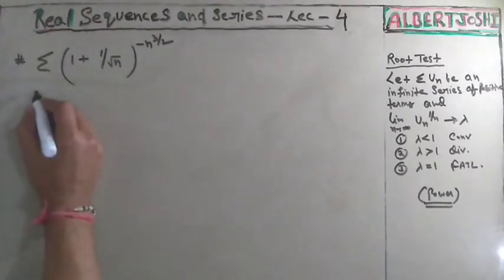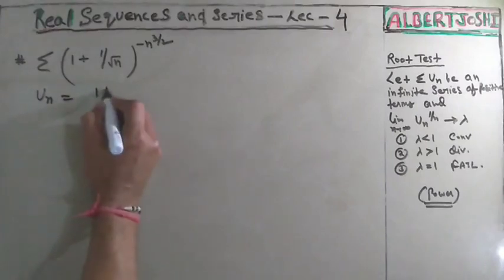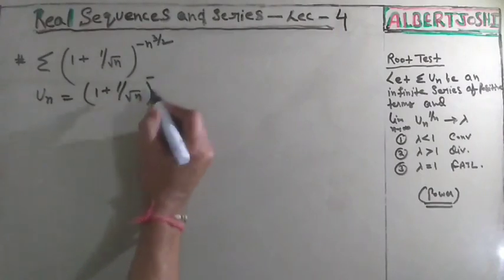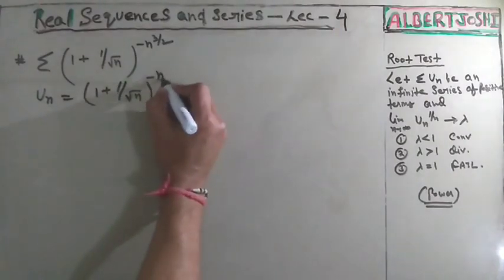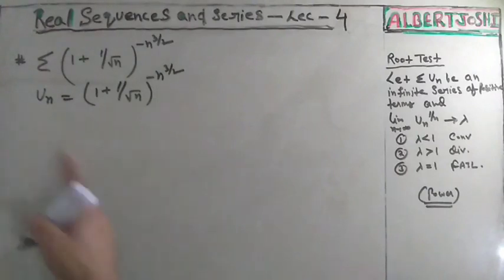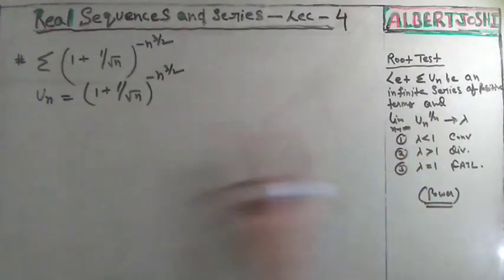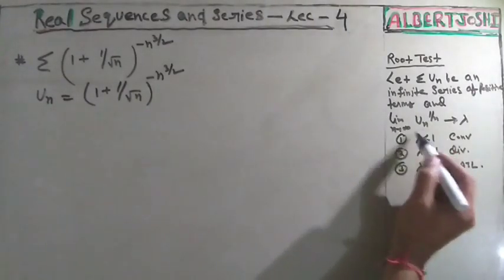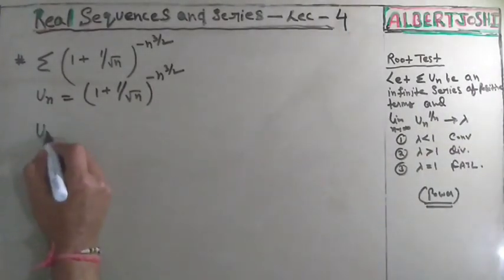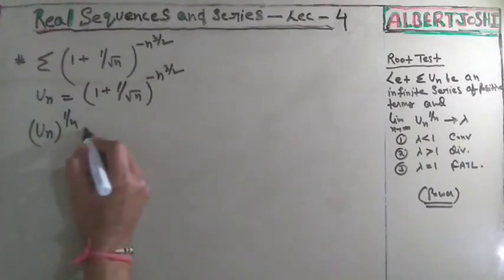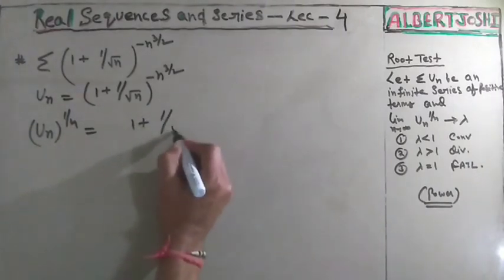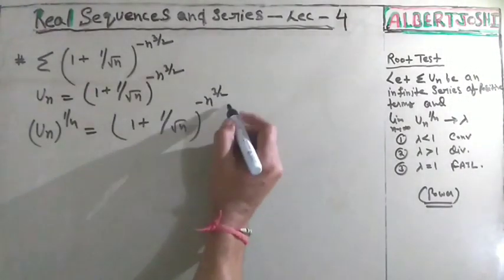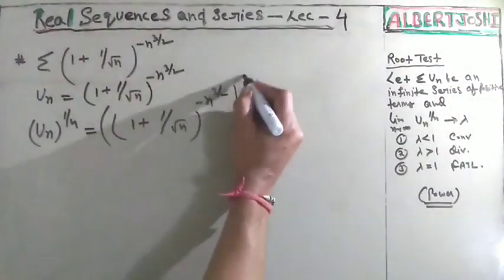Here un is (1 plus 1 upon square root n) to the power of minus n to the power 3 upon 2. Now you have to use the power 1 upon n, whatever they have given you. Now un to the power 1 upon n is equal to (1 plus 1 upon square root n) to the power of n to the power 3 upon 2, all to the power 1 upon n.